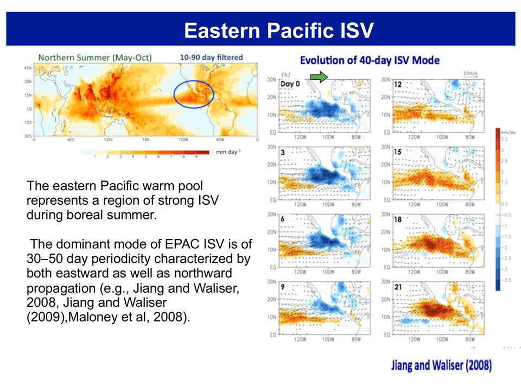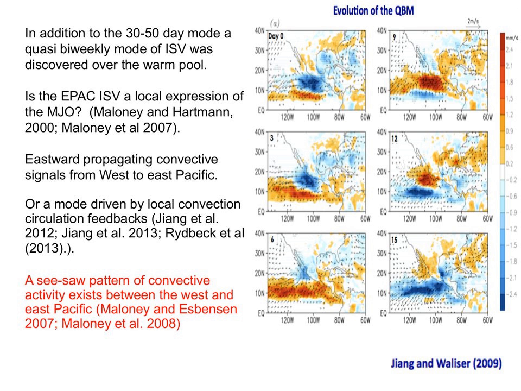So we have the lag composites of precipitation anomalies, and you can see the eastward and northward propagation of intraseasonal precipitation anomalies from day 0 to day 21. So there is northward as well as eastward propagation over the Eastern Pacific warm pool region. And in addition to this eastward propagating 40-day mode, the Eastern Pacific warm pool also has a quasi-biweekly mode. The high-frequency mode also exhibits northward as well as eastward propagation.